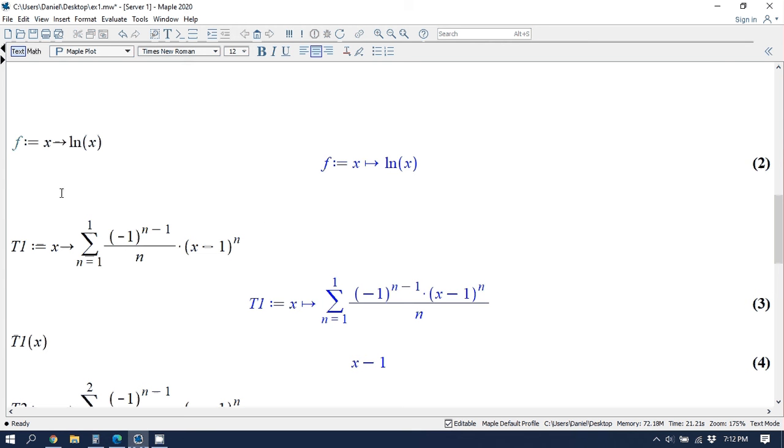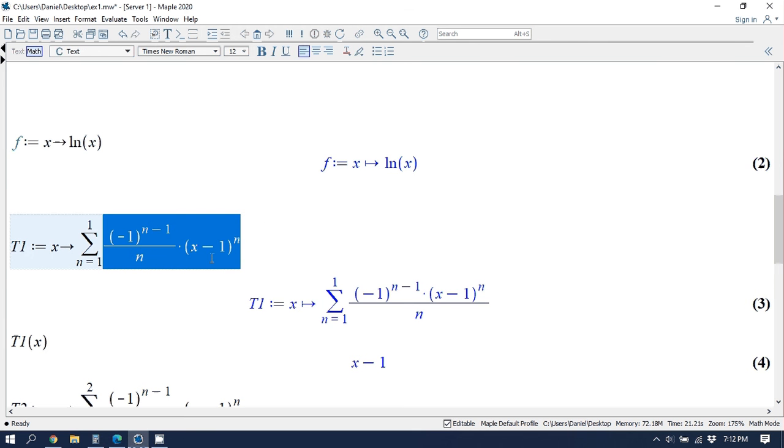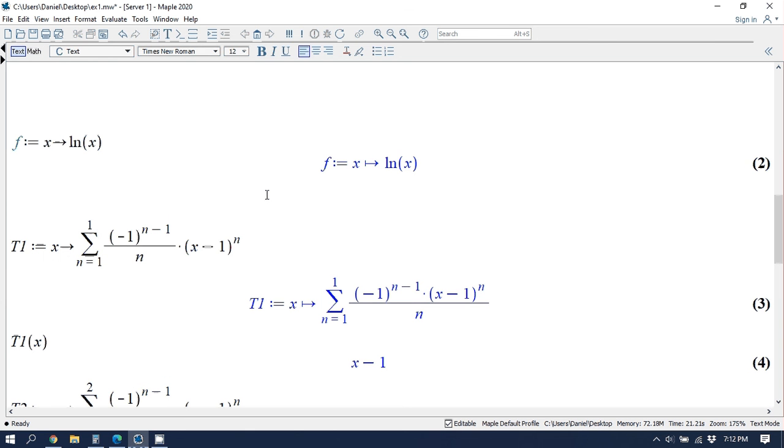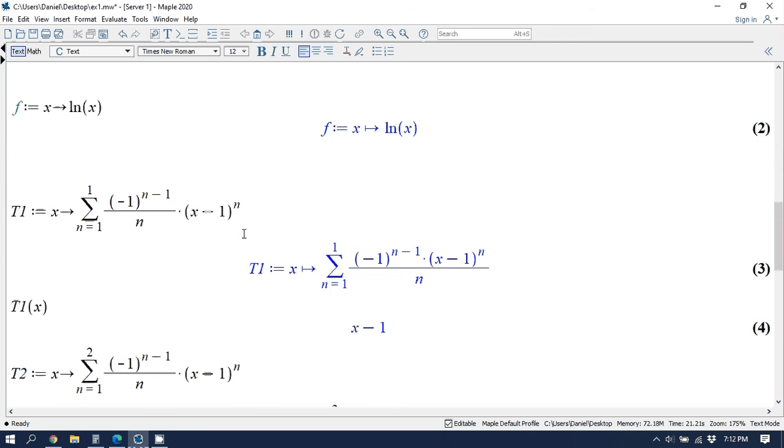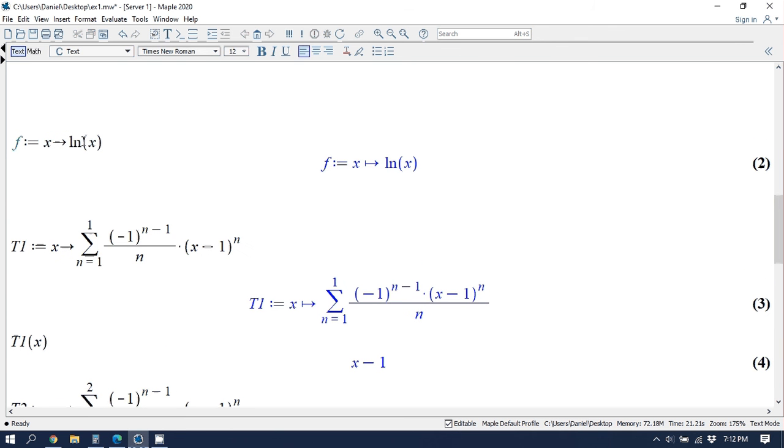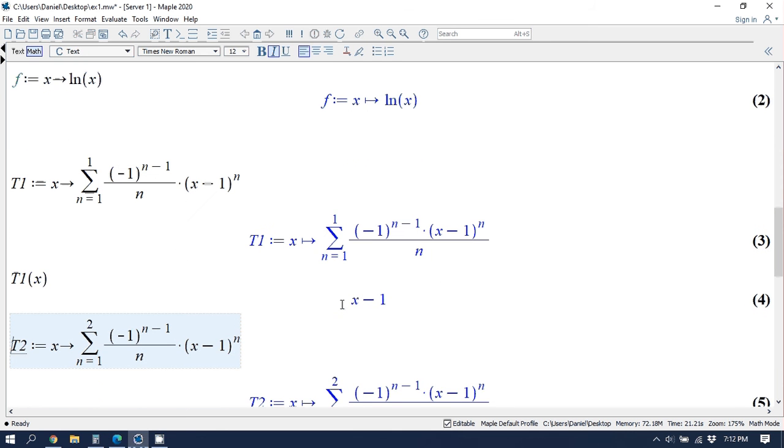And you may recognize here in the summation that this is the summation term for the Taylor series for this function. And what I'm going to do is to define 3 functions which will be the Taylor polynomials of degree 1, 2, and 3. So the summation from 1 to 1 obviously is just the linear term. So notice it's x minus 1 already here.